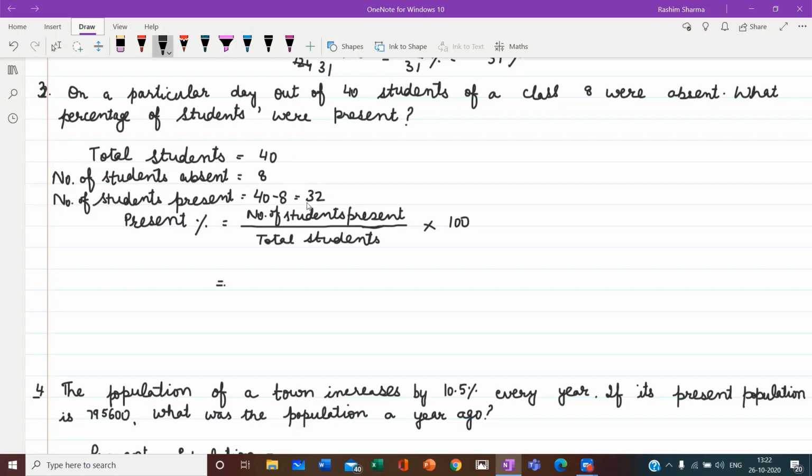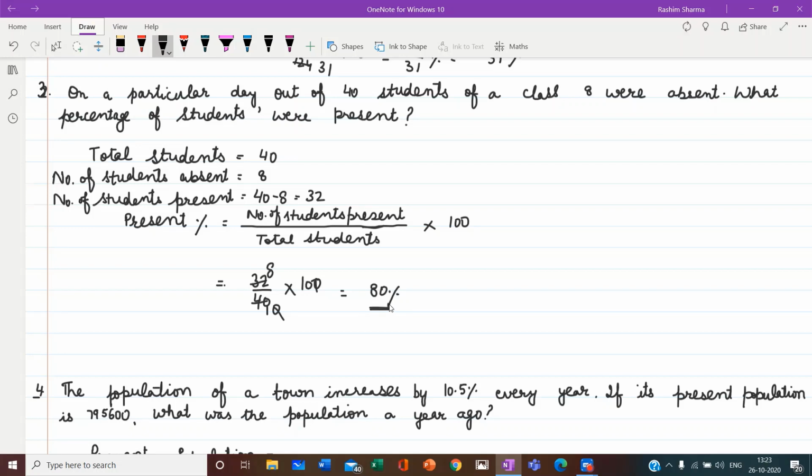Now we have to find present percent. So number of students present 32 upon total number of students 40 into 100. So if we divide it by 4, 4 eights and 4 tens. Here 0 will cancel and so we get here 80% answer. It means 80% students were present on that day.